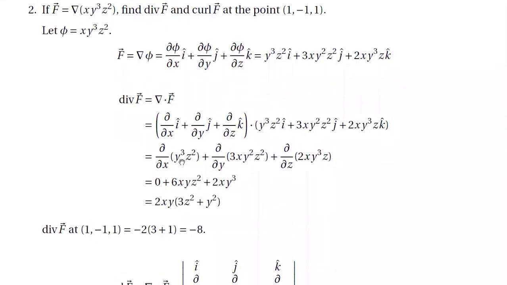So let's solve it. Dou by dou x of the first term: there is no term of x here, so it will be 0. Plus dou by dou y of the next term will be equal to 6x y z square, plus dou by dou z of 2x y cube z will be 2x y cube. This is the value of divergence of vector f, that is 6xy z square plus 2xy cube. In these two terms you can take 2xy out, then you get 3z square here, and here you get y square. No need to simplify further, you can keep the terms like this itself.